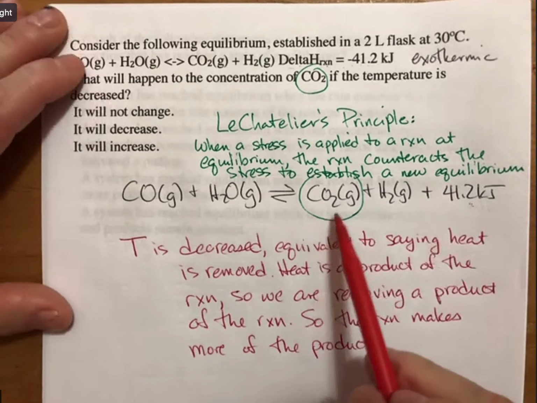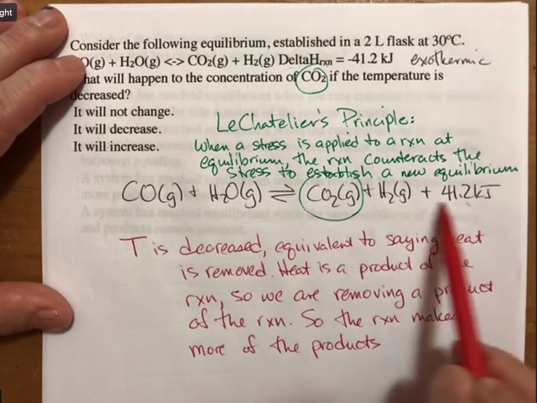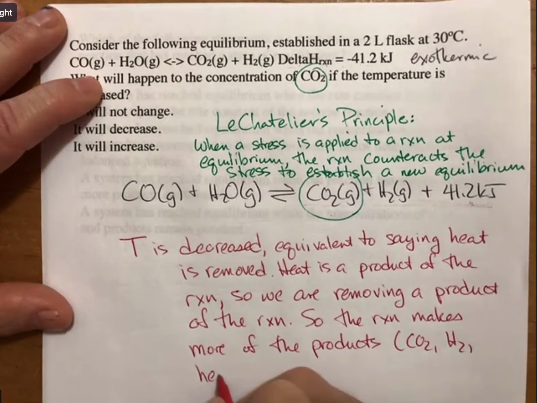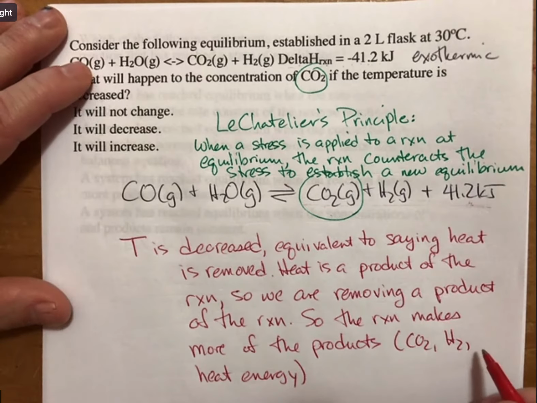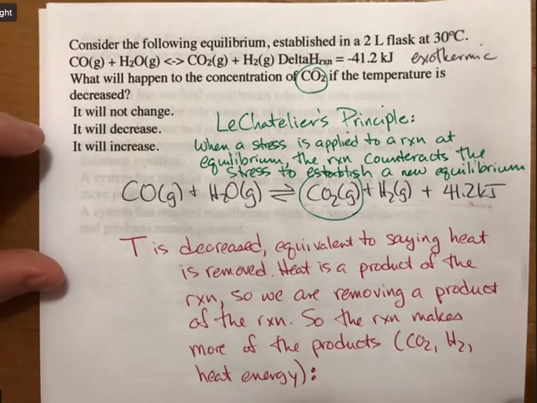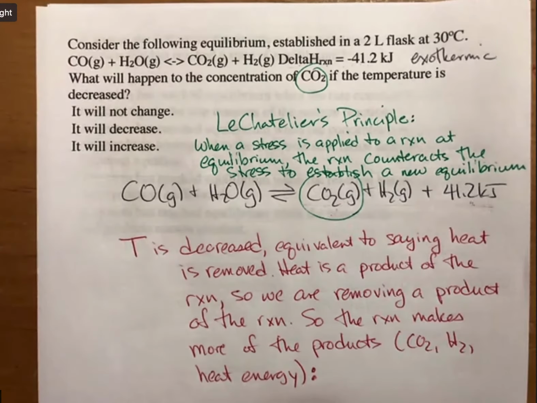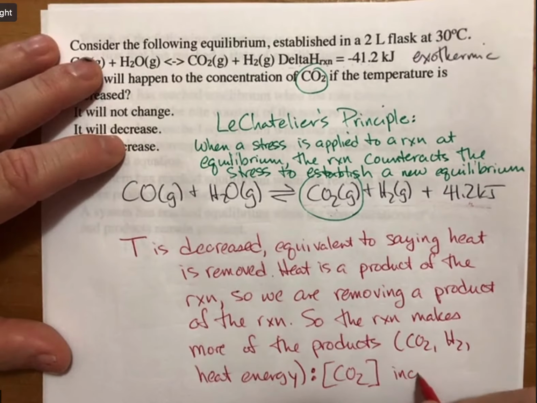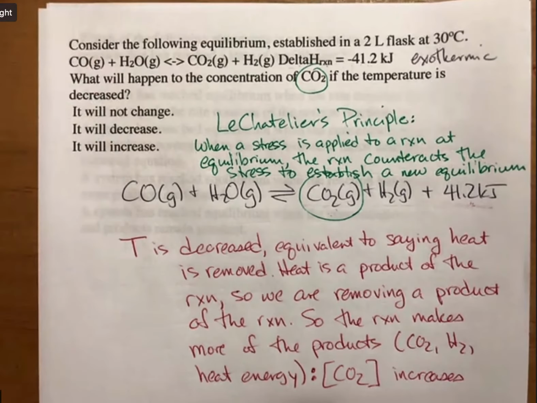Meaning that it will then make more of all of these products. It will make more carbon dioxide. It will make more hydrogen. It will make more heat energy. Now we can answer our question. The question says, what happens to the concentration of CO2? It will increase. So here, CO2 concentration increases. And that's pretty much the logic stream for all of Le Chatelier's Principle problems.